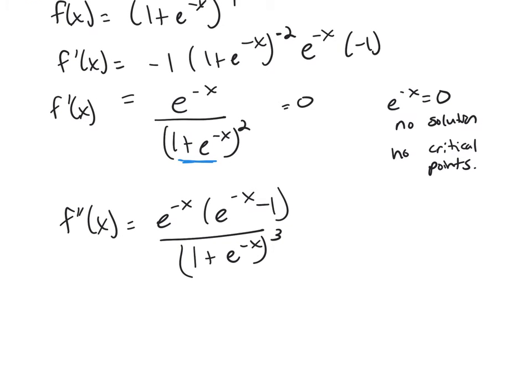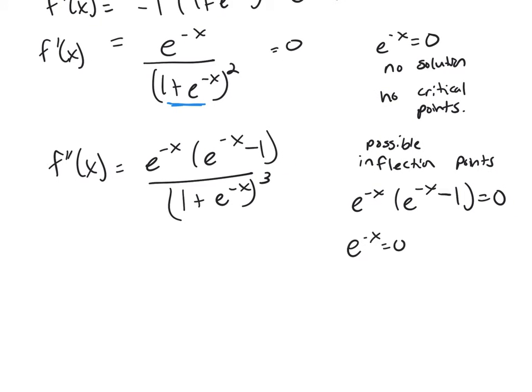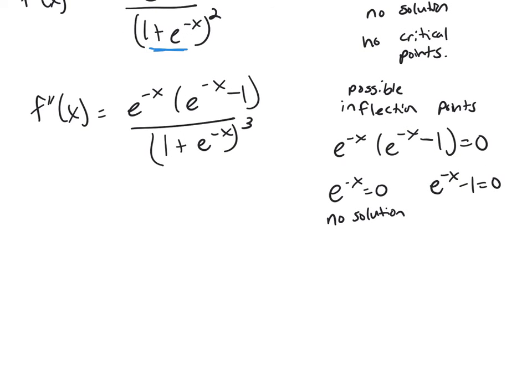Again, we're going to set our possible inflection points, they're not guaranteed to be. So you're going to set the numerator equal to 0. Well, e to the negative x equals 0. This has no solution. e to the negative x minus 1 equals 0. If you solve that, then you know negative x must be 0 because e to the 0 is 1. So x must be 0. So the only possible inflection point I have is x equals 0.